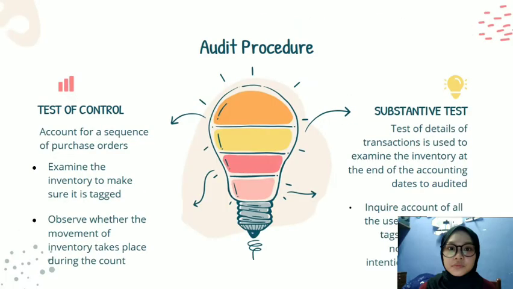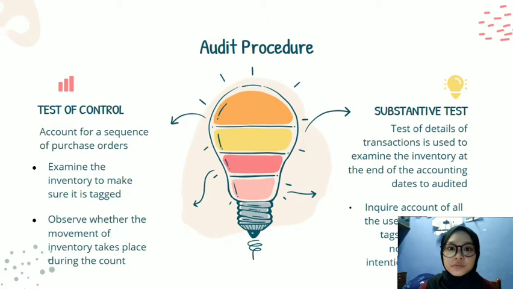The audit procedure for this assertion is firstly the test of control. We need to observe the account for a sequence of the purchase orders. We need to examine the inventory to make sure it is staggered. We need to observe whether movement of the inventory takes place during the counts. We need to inquire about the account of all the used and unused tags to make sure none of the inventory is lost or intentionally omitted.